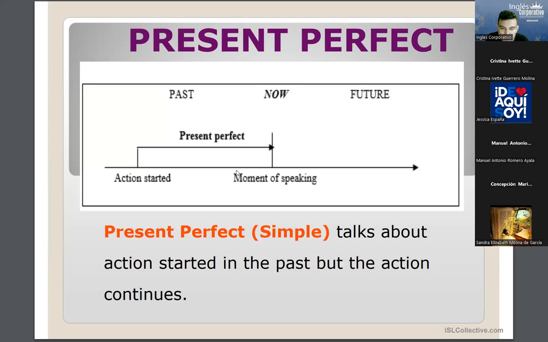For example, the present perfect simple, because we also have present perfect continuous, talks about an action that started in the past, but the action continues. One more time, the present perfect is an action that started in the past, but the action continues. For example, you can say, I have read a book many times. That means that you began the action maybe yesterday or 2 months ago.